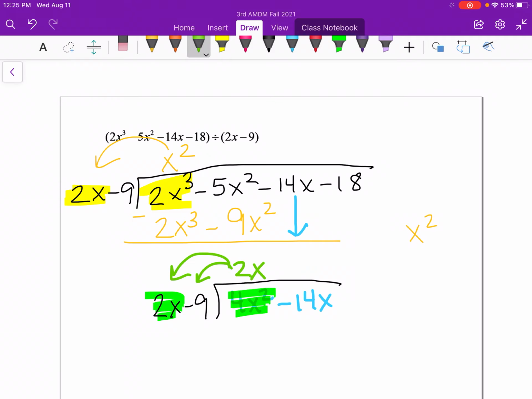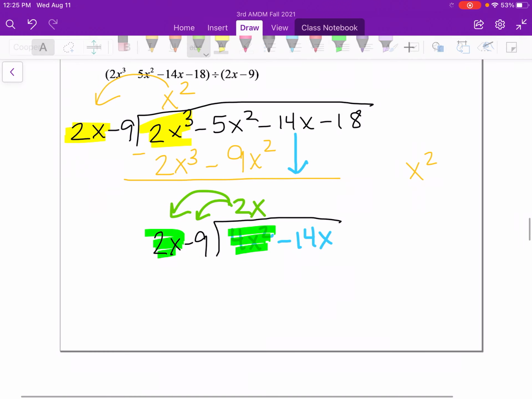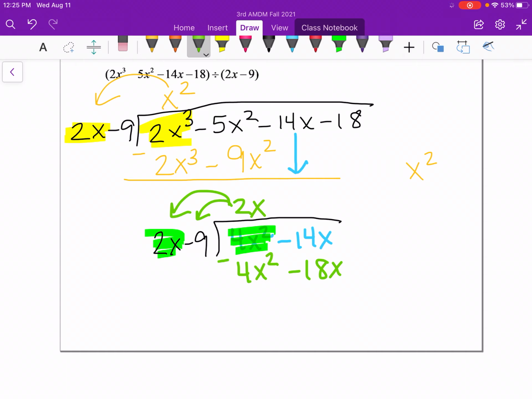Multiply. And I get 2x times 2x is 4x squared. And 2x times negative 9 is negative 18x. And I subtract. And when I do that, I get this negative 14x minus negative 18x. And that's like negative 14x plus 18x. So I get 4x. And I'm going to bring this down.